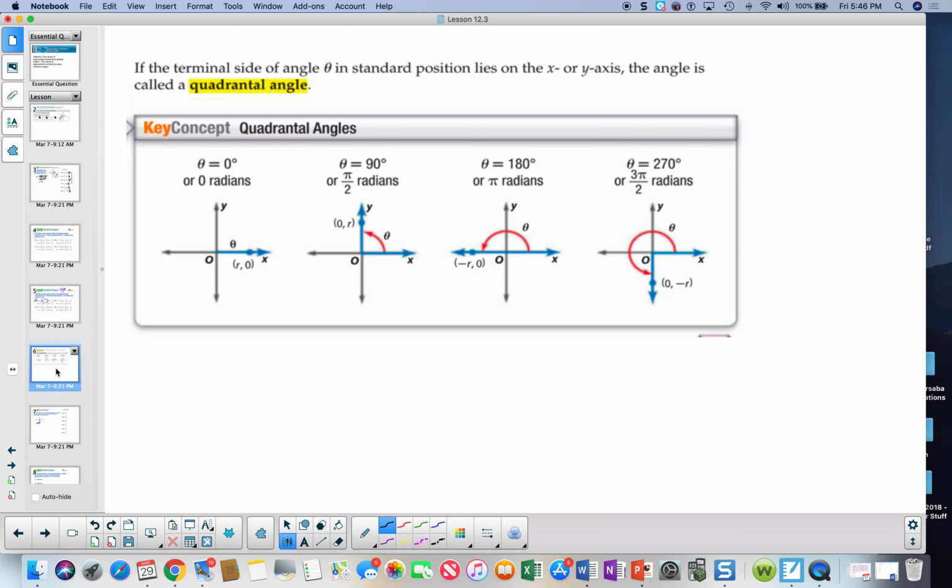Okay, let's look at a quadrantal angle. Those are angles where the terminal side is on one of the axes over here. So this is an angle of 0 degrees, this is an angle of 90 degrees, an angle of 180, an angle of 270 degrees, in degrees and radians.